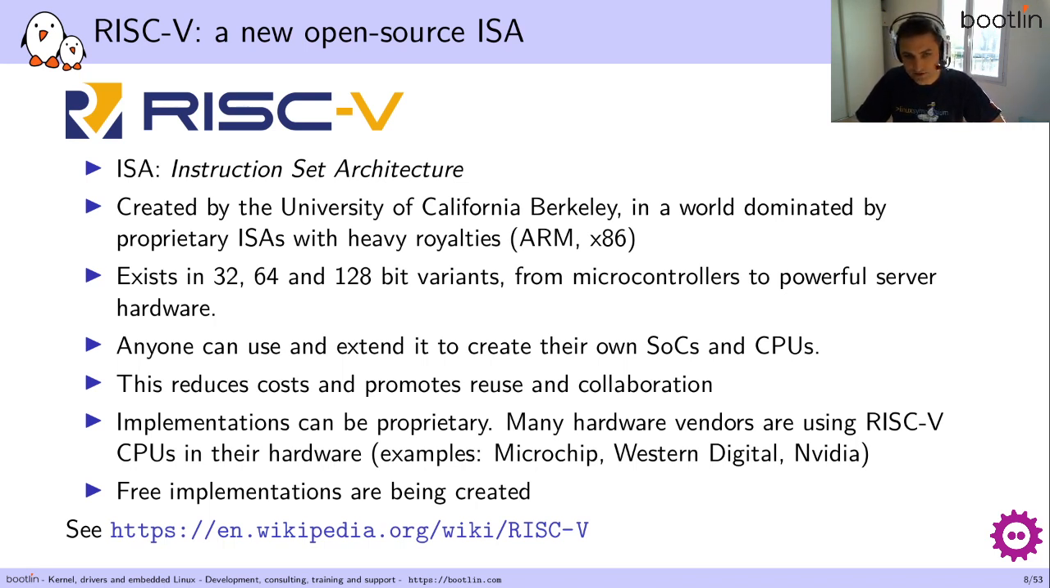So anyone can use it and extend it to create their own SoCs and CPUs. This reduces costs and promotes reuse and collaboration. The implementations can be proprietary, so many hardware vendors are using RISC-V CPUs in their hardware, such as Microchip, Western Digital, and NVIDIA. But free implementations are also being created, so things are progressing very rapidly, and I probably will be missing some recent news.